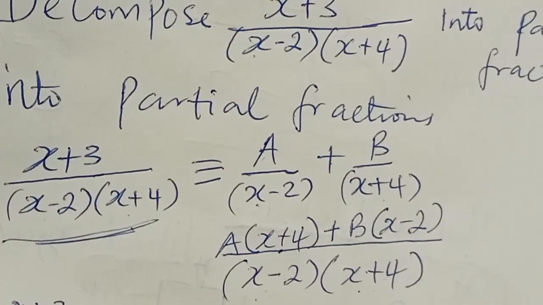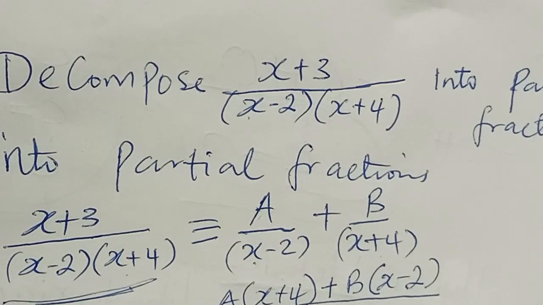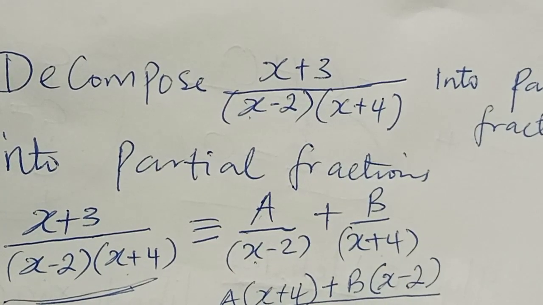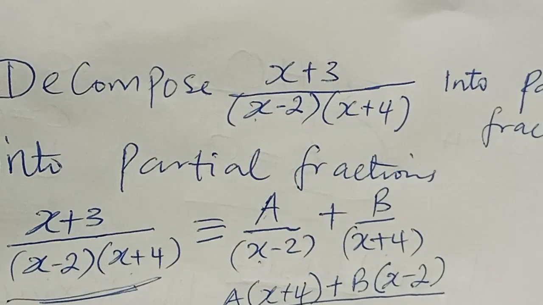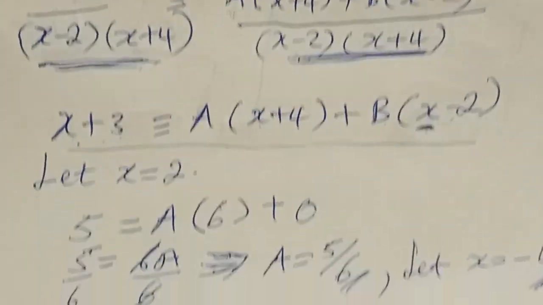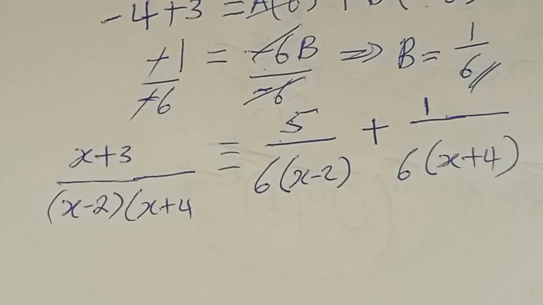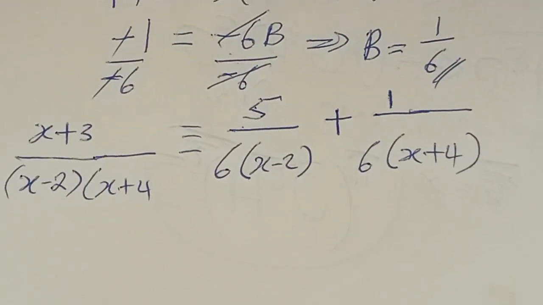So we have decomposed this expression, x plus 3 divided by x minus 2 into x plus 4, into partial fraction. This is the expression that we have here. And based on all of this, we have arrived at the values of A and B, and the end result, we have this in partial fraction.